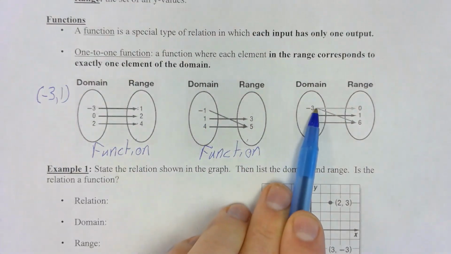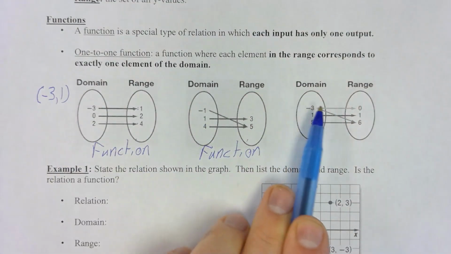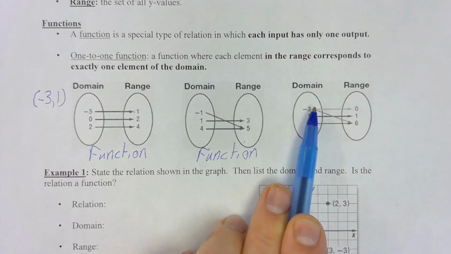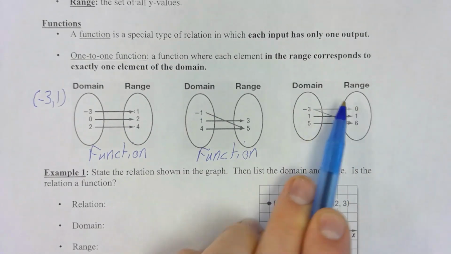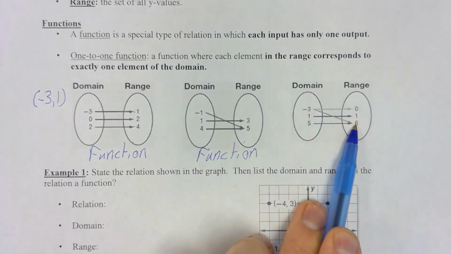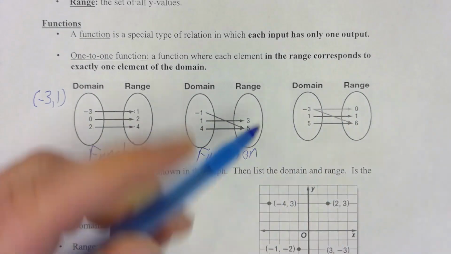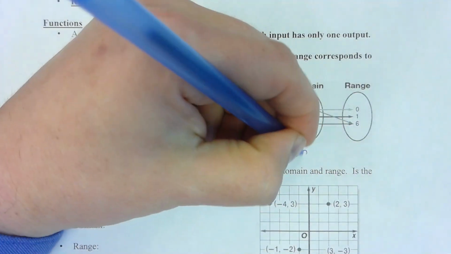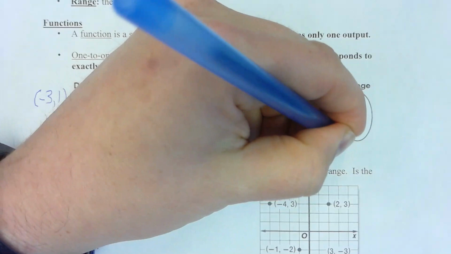Now here's when we have a non-function. -3 has two different outputs. It has a 0 output. It also has 6 as an output. So this is not a function.